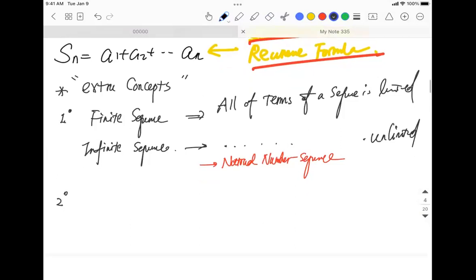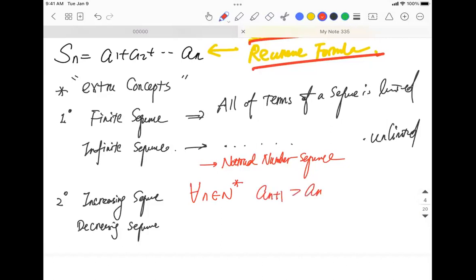The second part is the increasing sequence and decreasing sequence. What is an increasing sequence? Everyone knows that: the numbers are getting bigger and bigger. How can I use mathematical language to express that? Let's use a short, brief formula. For any given n belonging to the positive integers, a_{n+1} is greater than a_n.